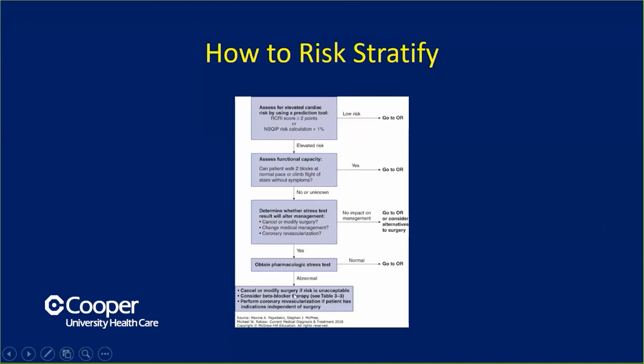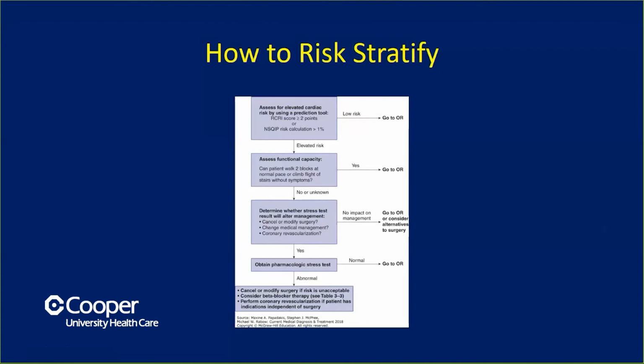If it's abnormal, so in our case it was considered normal, but if it's abnormal, then you modify their surgery risk. You can't change their surgery risk, but you can tell them they're high risk and consider a beta blocker, again, as I told you, not the night before, or perform coronary revascularization. So these are the U.S. guidelines. Let me summarize that.